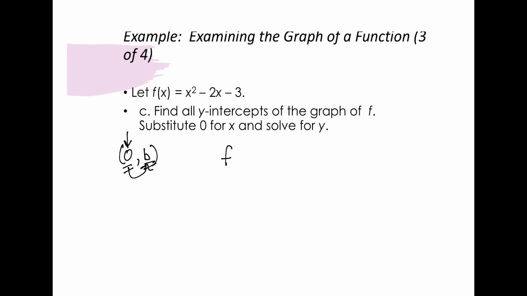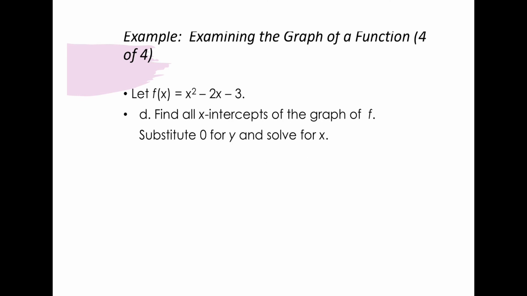So in other words, I want to find the f of 0. So that's 0 squared minus 2 times 0. Isn't this great? Super easy. 0 squared is 0. 2 times 0 is 0. So we're just left with negative 3. So my y-intercept is 0, negative 3.